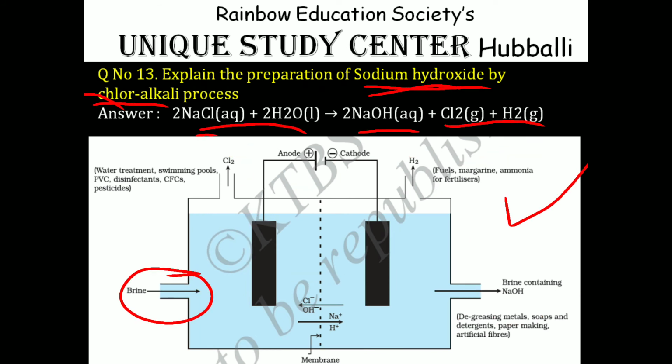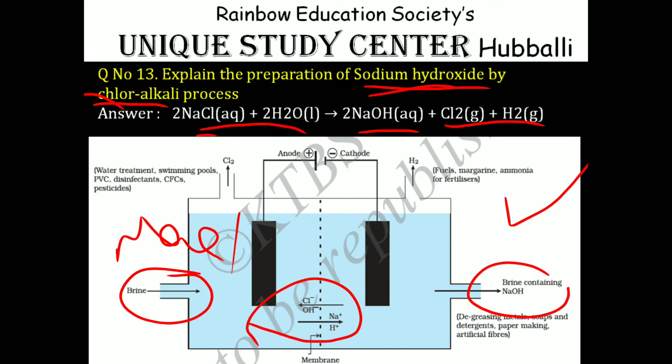Brine means sodium chloride, NaCl, and water molecules are present here. The NaCl and water dissolve in each other, NaOH is collected separately, and hydrogen gas and chlorine gas are liberated.